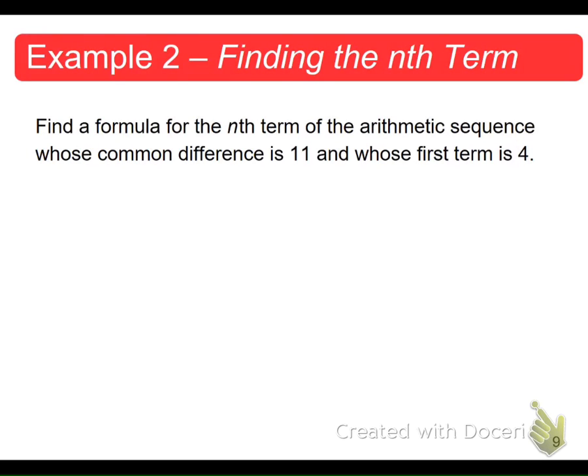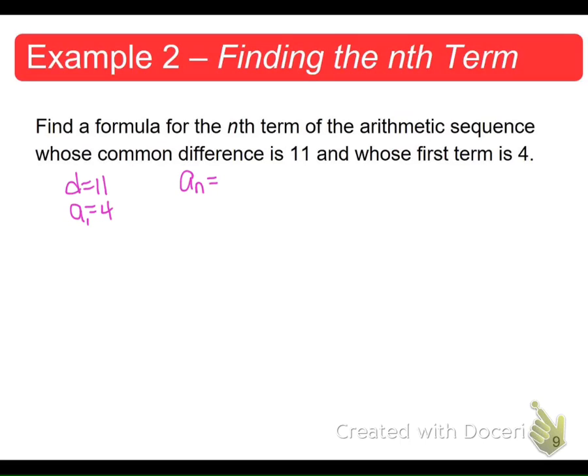So since we know that, example 2 here says to find a formula for the nth term of the arithmetic sequence whose common difference is 11 and whose first term is 4. All right, so now I'm just looking for the formula for the nth term, so I'm not going to actually come out with a number answer.